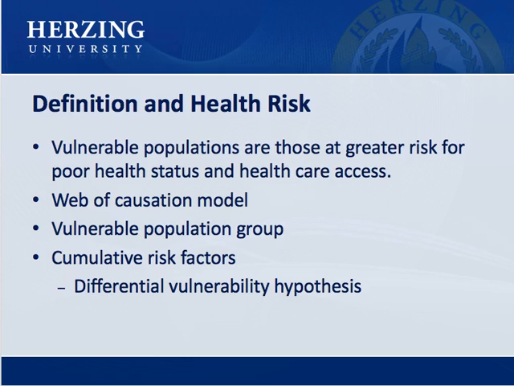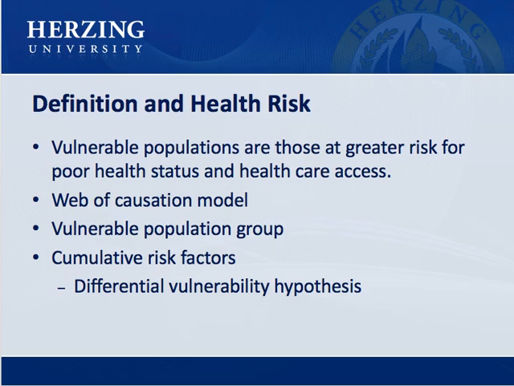Definitions and health risk. Vulnerable populations are defined as those at greater risk for poor health status and health care access. In healthcare, risk is an epidemiological term meaning that some people have a higher probability of illness than others. The natural history of disease model explains how certain aspects of physiology and the environment, including personal habits, social environment, and physical environment, make it more likely that one will develop particular health problems. However, not everyone who is at risk develops health problems.